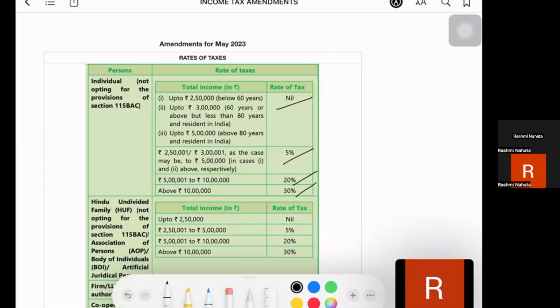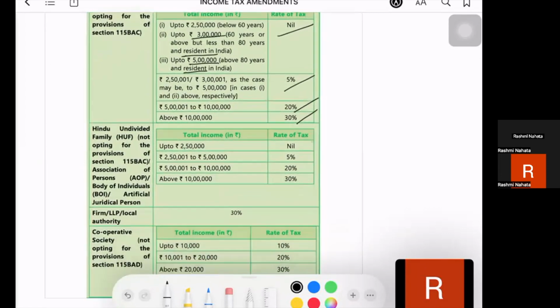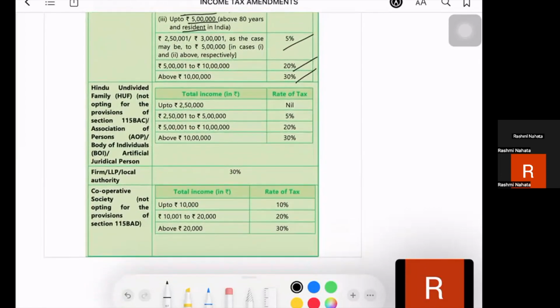If they are 60 to 80 years of age, it becomes 3 lakhs. And if they are above 80, it becomes 5 lakhs. Please remember, this is only applicable in the case of a resident. HUF also, there is no taxation change. Firm is still at 30%. Cooperative also, there are no changes.